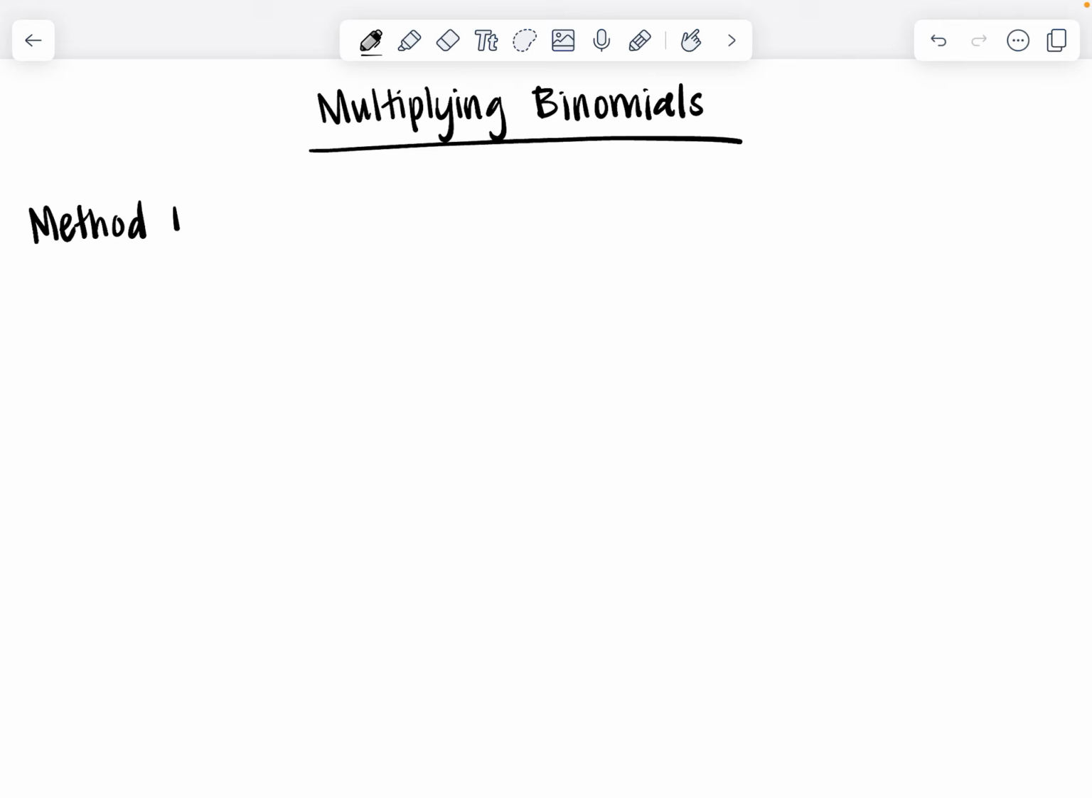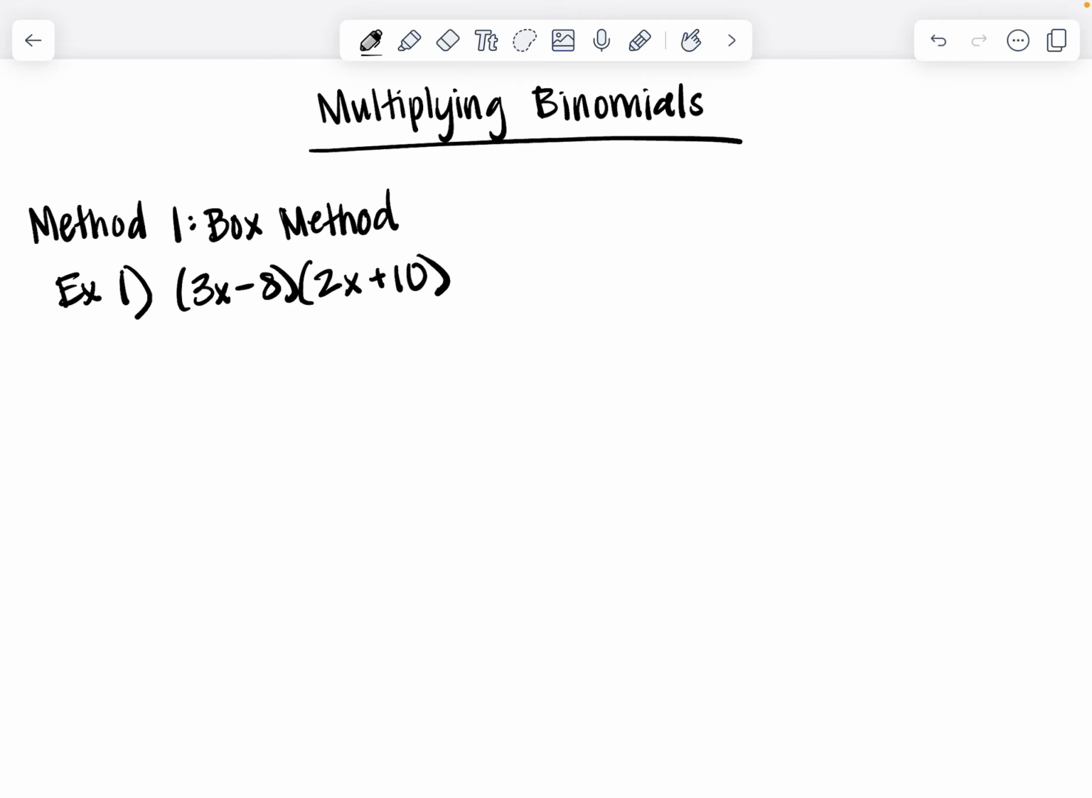There's two methods I'm going to show you today. Method one is the box method. This one is my favorite method. Some people don't like it, so you get to decide which one you like. First example is going to be 3x minus 8 times 2x plus 10. We're going to apply the same rules that we used when we were multiplying monomials.